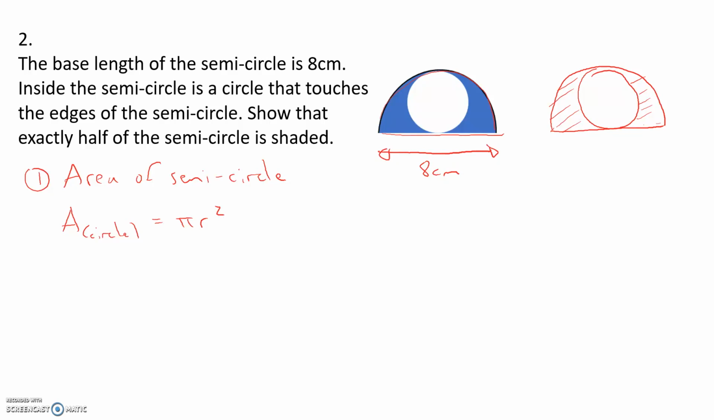So what's the area of the full circle? Well, that's going to be pi times the radius squared. Now we've got to be careful here. The radius is not 8, because remember that's the diameter of that circle. So we need to halve that, which is 4, and we're going to do pi times 4 squared. And that's going to give me 16 pi.